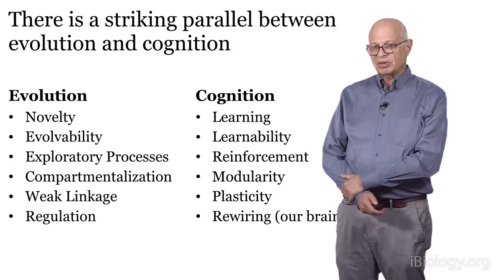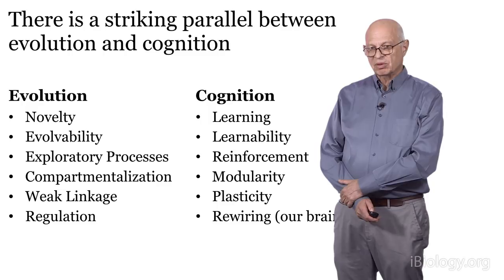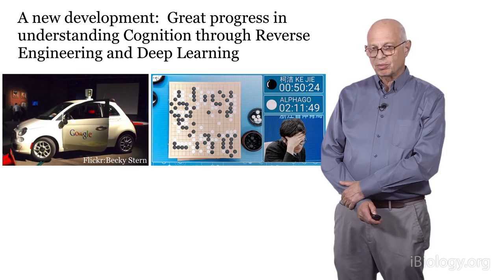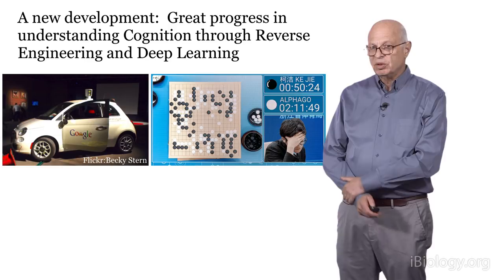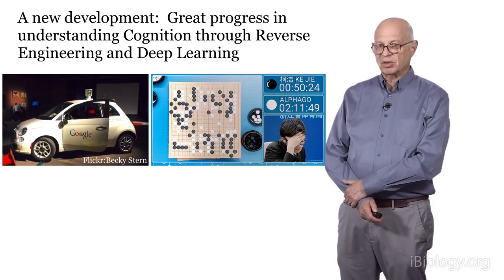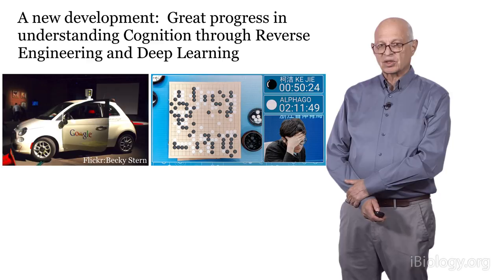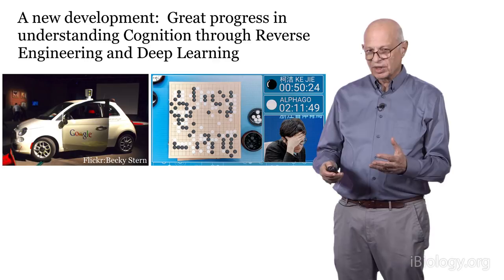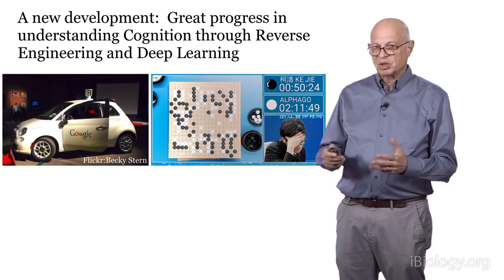Now, the people studying cognition have applied a lot of computer-based approaches and have made some progress in that. A new development is the understanding of cognition through reverse engineering and deep learning. Tremendous amounts of detail are in any given picture, but it has to be reduced to something which can then be compared with some known detail, which may not be exactly the same, to recognize something as a cat, for example, in a picture.